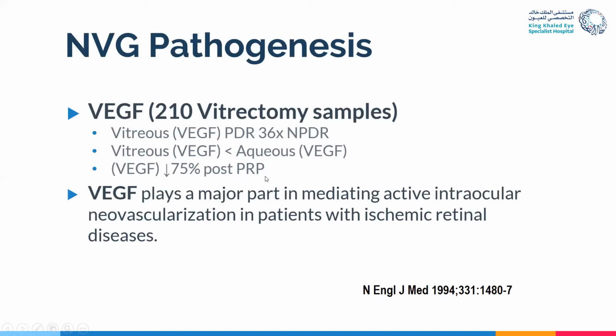What do I mean by that? For example, you have a patient with PDR, and you find that the concentration of VEGF is X amount. When you do proper PRP, efficient and sufficient, for these patients, and you have the chance to take a vitreous sample, you will find that the concentration is less by 75%. This is a very important piece of information.